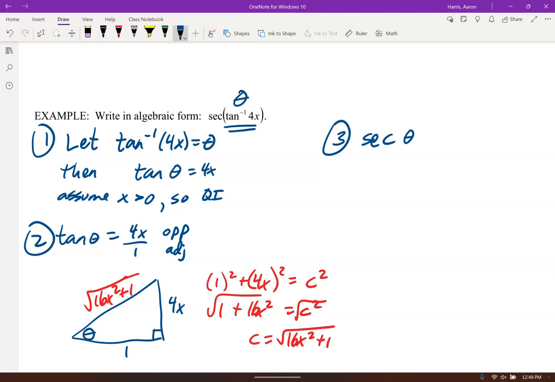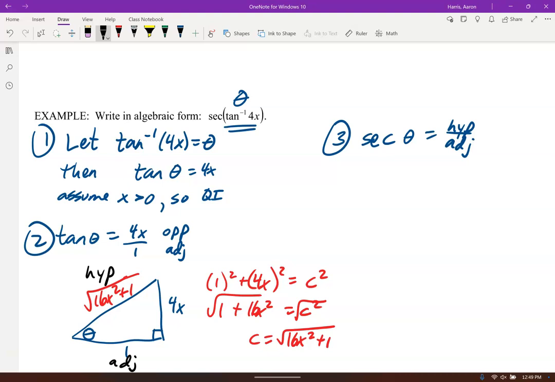So we're just using the triangle to find the secant of theta. And remember, secant's the reciprocal of the cosine, right? And cosine is adjacent over hypotenuse. So the secant would be hypotenuse over adjacent. So let's look at the theta over here and we say, oh, here's my hypotenuse, here's my adjacent.